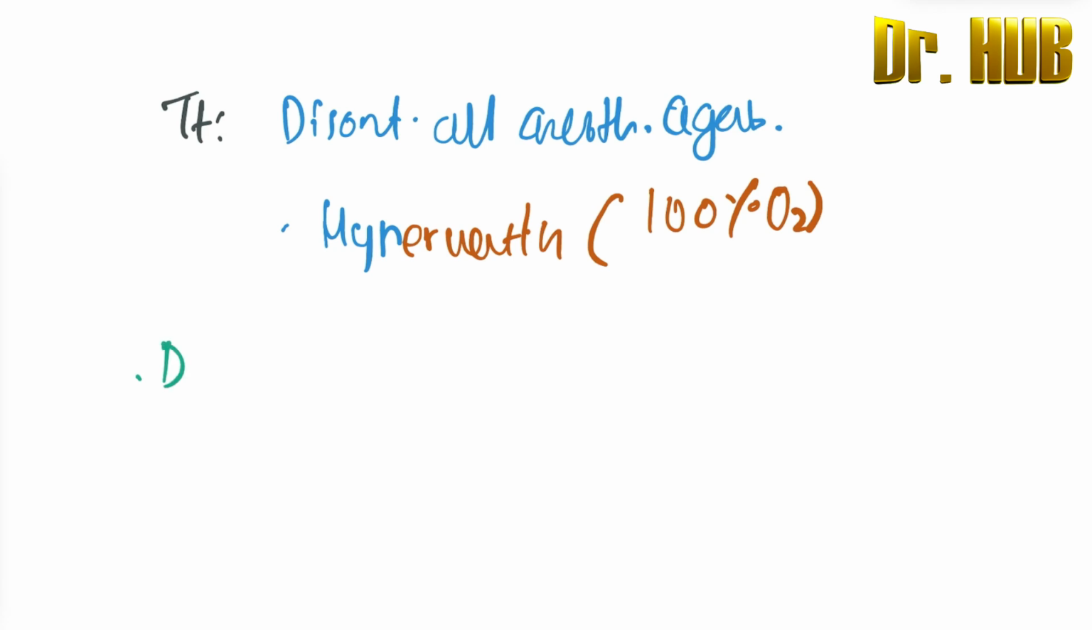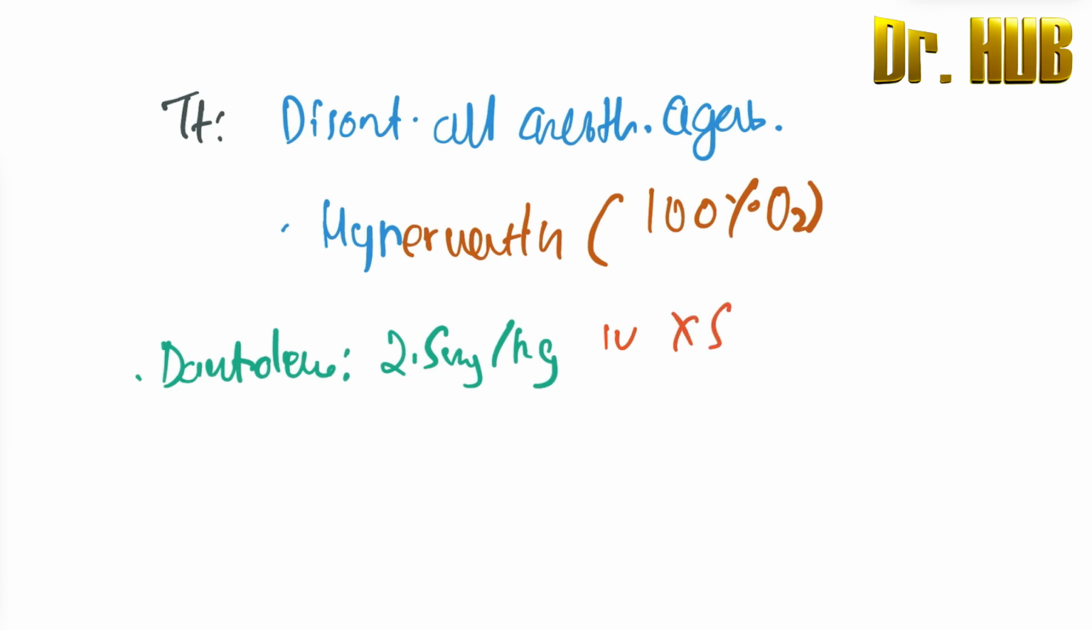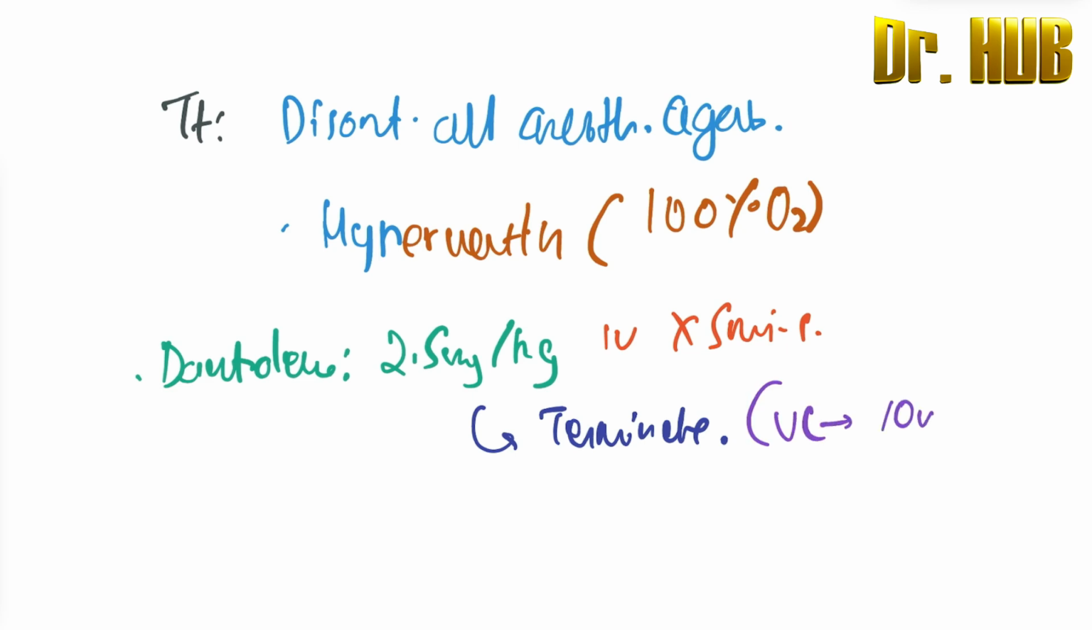Then comes dantrolene. So then you give dantrolene, about 2.5 mg per kg, given IV every 5 minutes until the episode is terminated. The dantrolene upper limit, UL, should be 10 mg per kg.